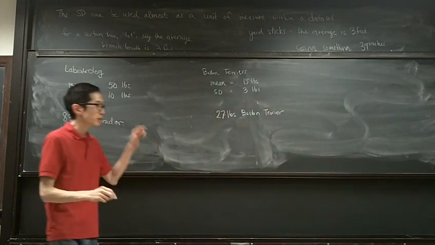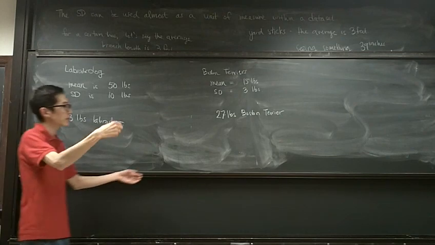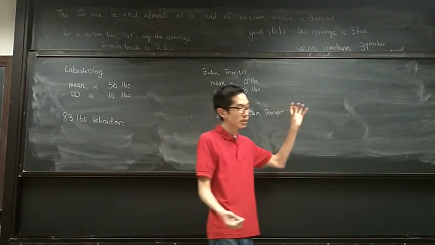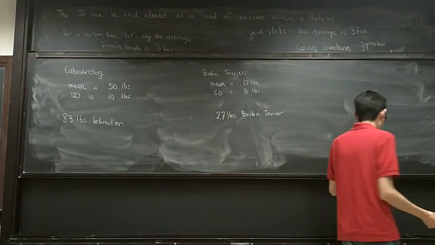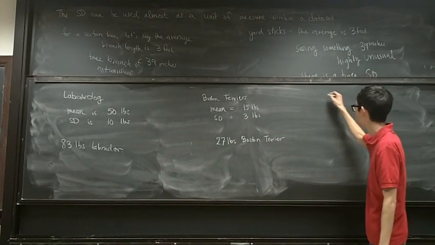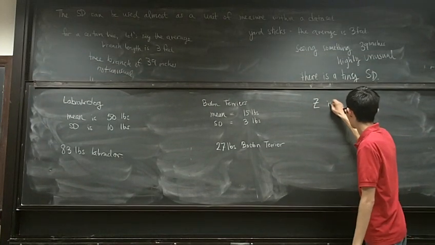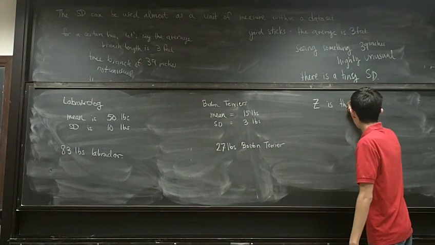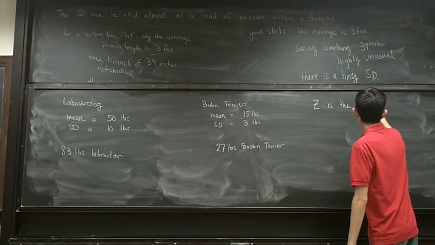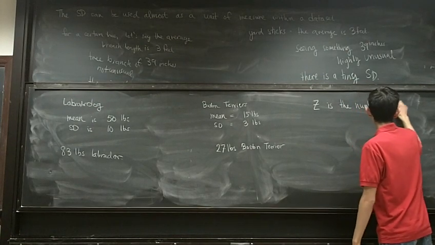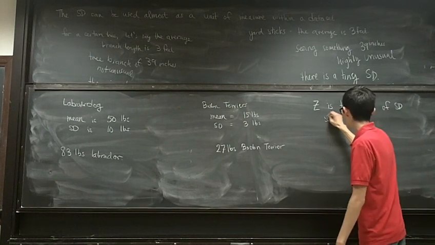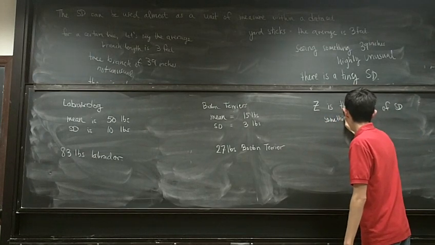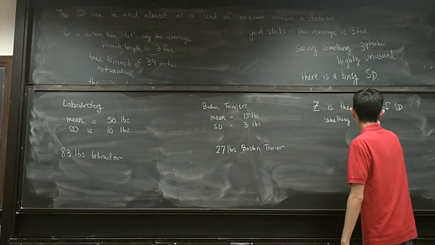Okay, so I'm going to introduce the idea of a z-score. A z-score is how many standard deviations something is away from the mean. Okay, a z-score is the number of standard deviations something is from the mean.